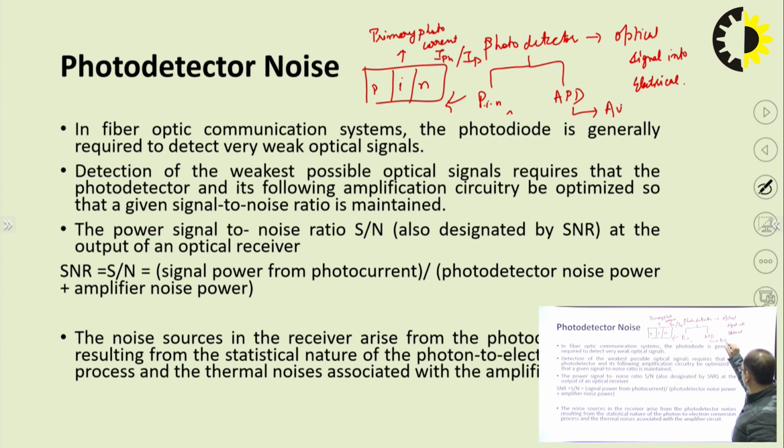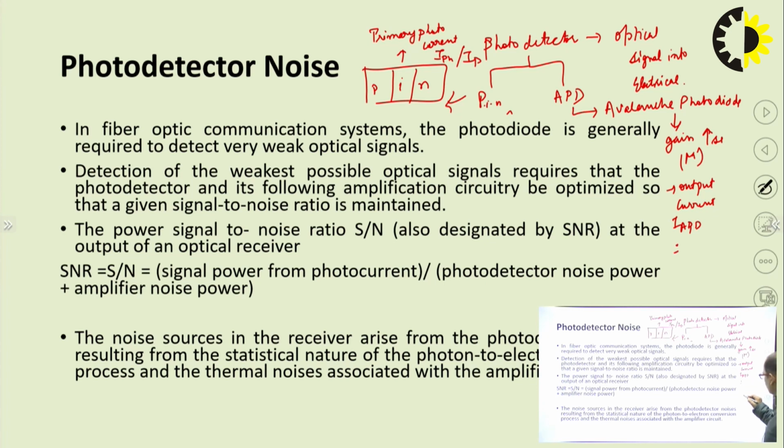The APD is the avalanche photodiode. In this, impact ionization and avalanche breakdown occur, and the gain of the avalanche photodiode suddenly increases, which is shown by M. Clear? The output current is shown as IPD, and this IPD is M multiplied by IP. But when I talk about the mean square value, I square PD is equal to M square multiplied by I square P.